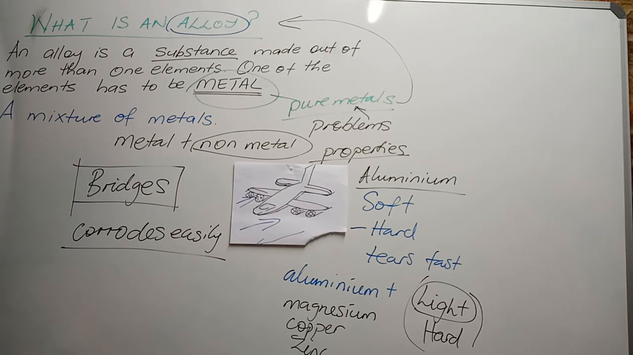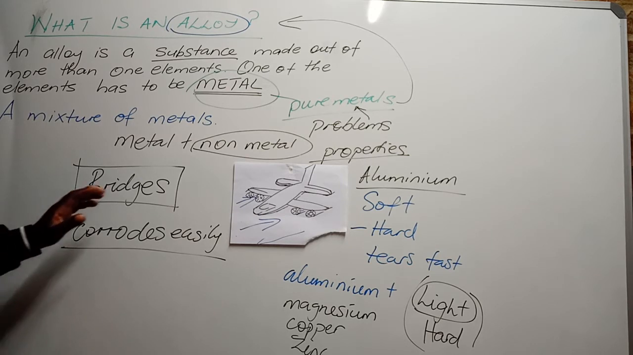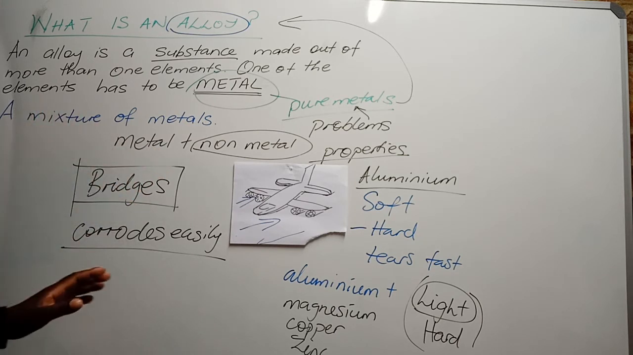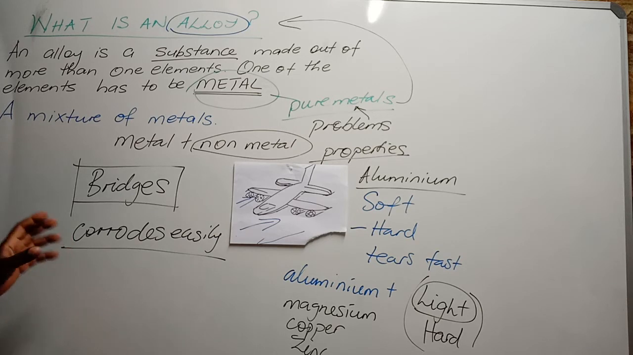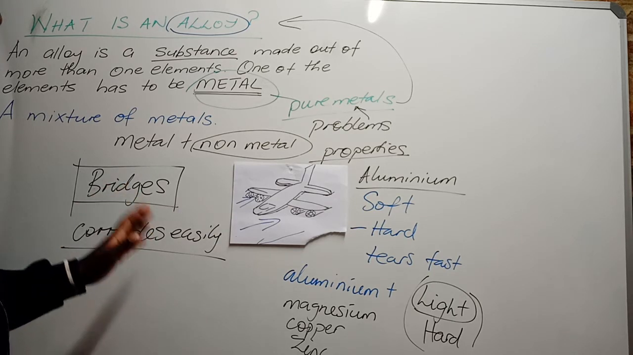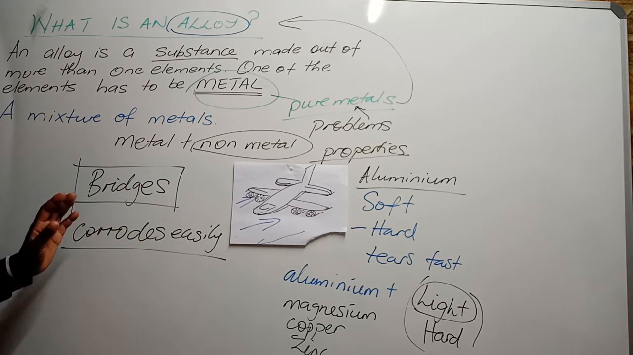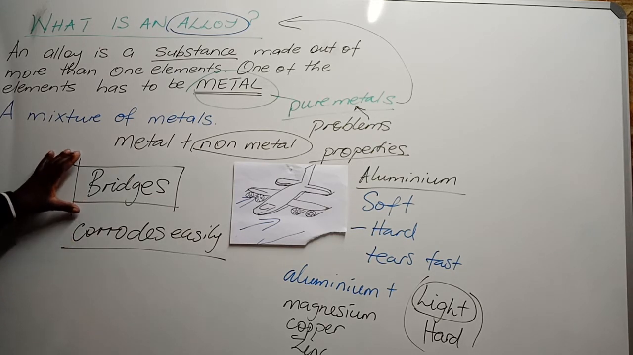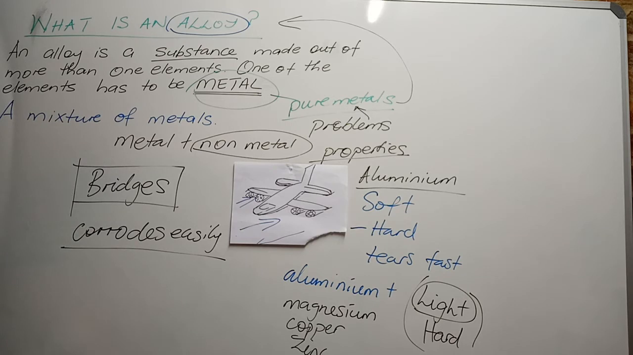And then scientists came up with an idea of making an alloy out of iron and carbon. So carbon and iron were mixed to come up with steel. Steel does not corrode easily. Steel is tough. Steel is hard. Those are the suitable properties that are desired in making bridges.